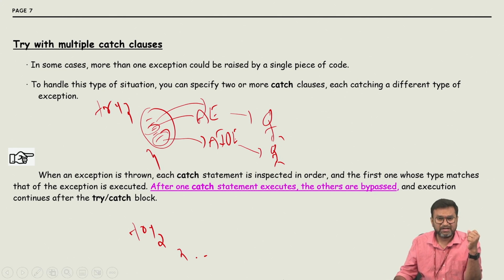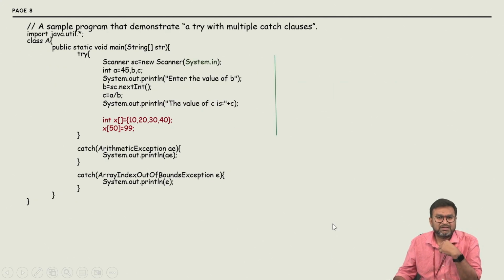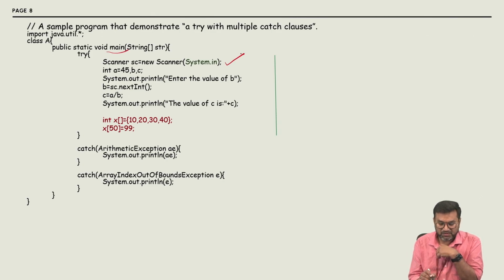Here I have one example. Let us see that. So here I am starting from the main method. I have created one Scanner object to read data dynamically from the user, and I have declared some variables: a with value 45, b and c. Here I am reading the value of b dynamically from the user. When I enter the value of b as 5, what is the value of b? 5.